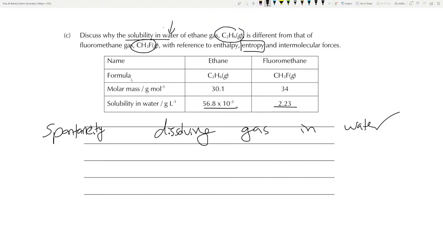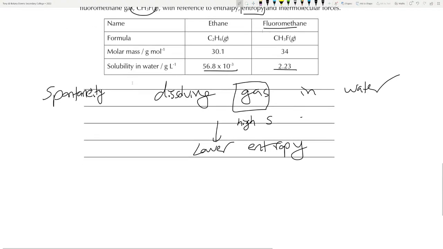So straight away, if you think about it, this gas has high entropy. When it dissolves in water, you're going to have lower entropy because you're forcing your gas to stay in the liquid. So your entropy actually decreases. This is not what would naturally happen. But your fluoromethane will still dissolve in water because the solubility is fairly high.